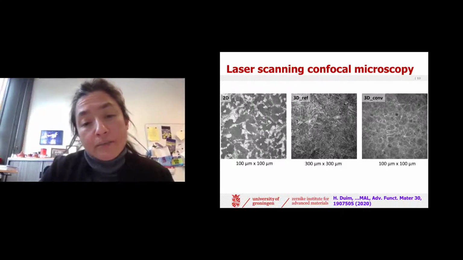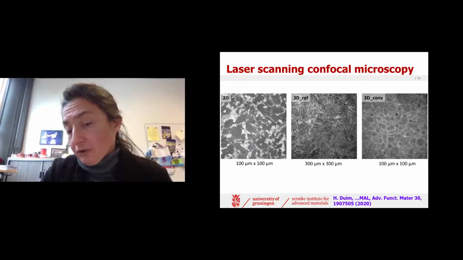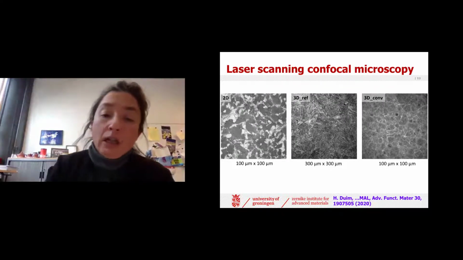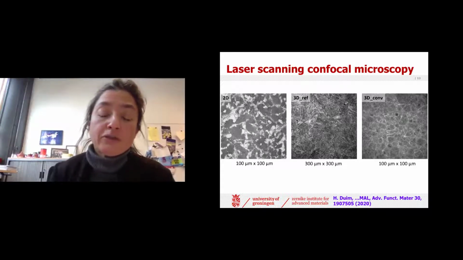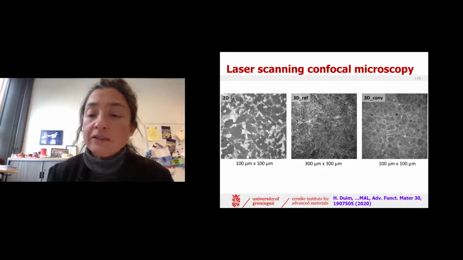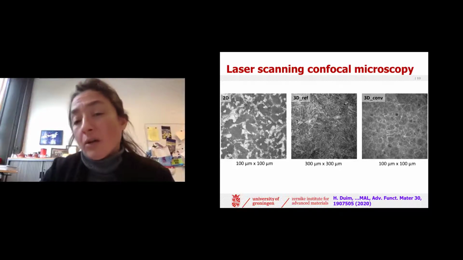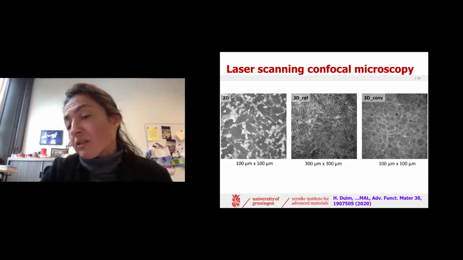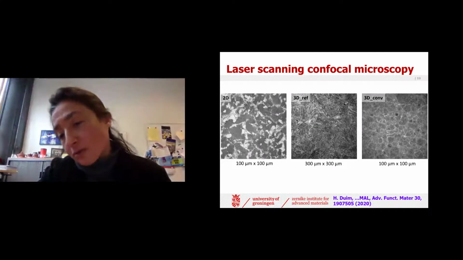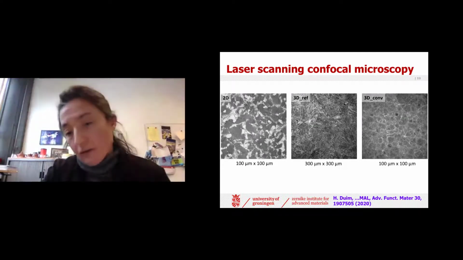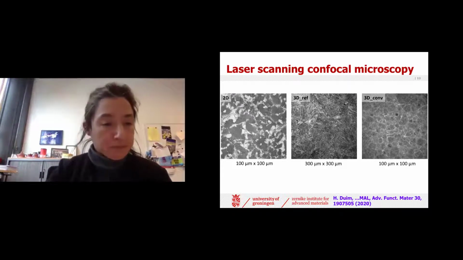While our reference sample, as we also saw in the SEM, has a lot of crystallites oriented in very different directions, so we can also see the inhomogeneity in the photoluminescence, our 3D converted sample, as you can see, has some inhomogeneities due in particular to the edges of the grains.